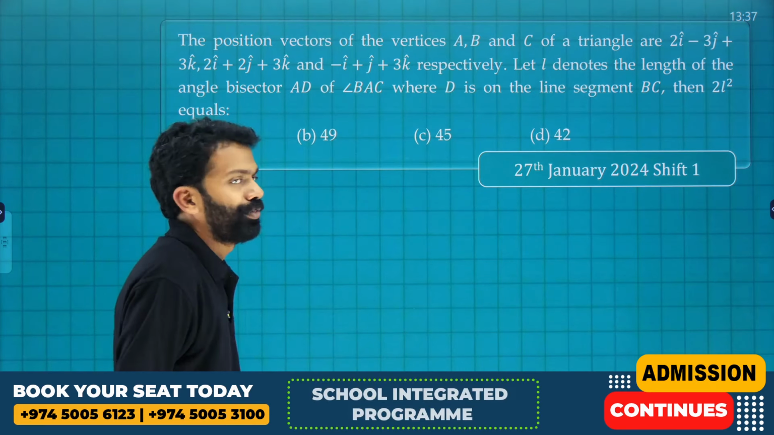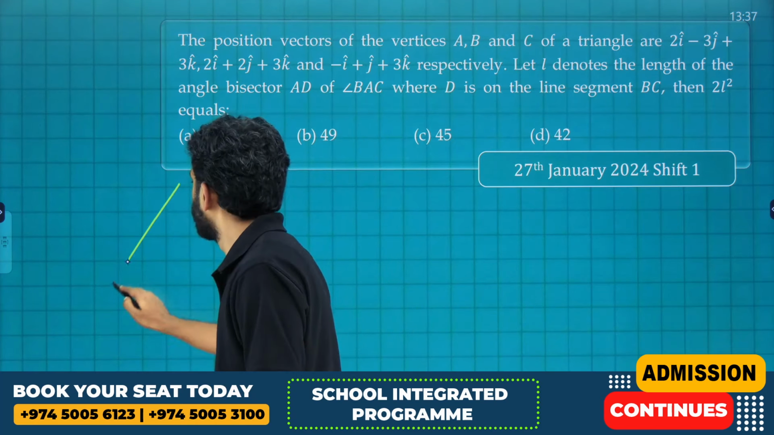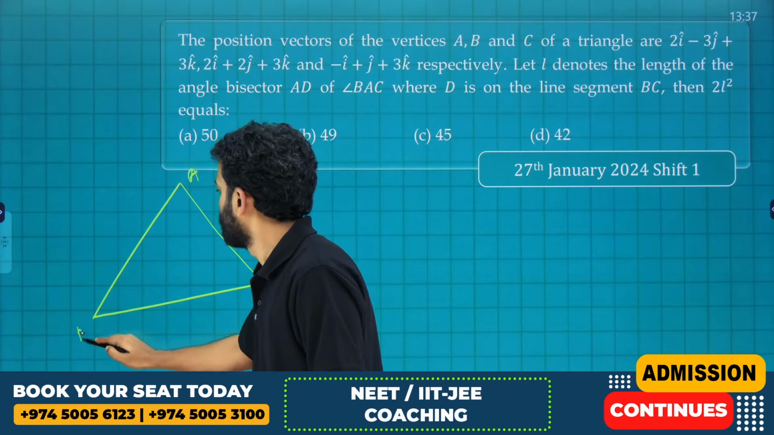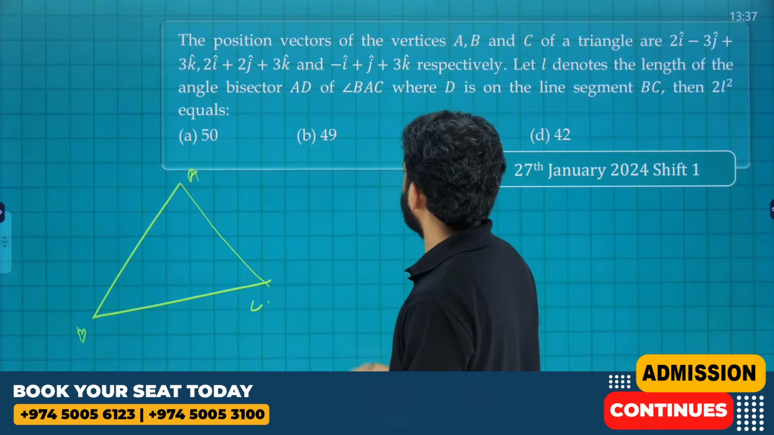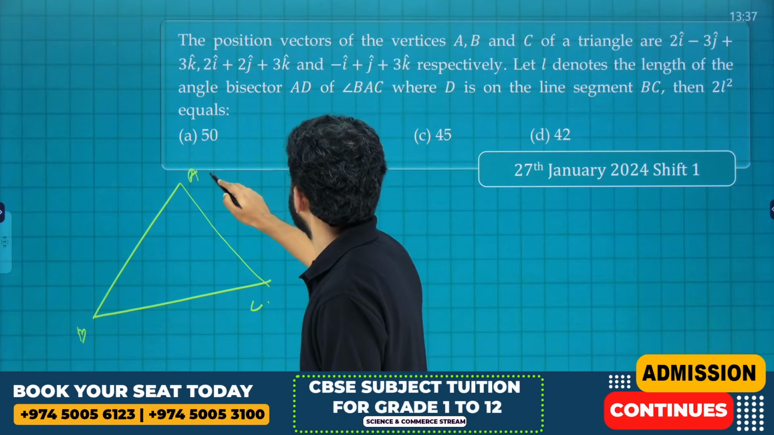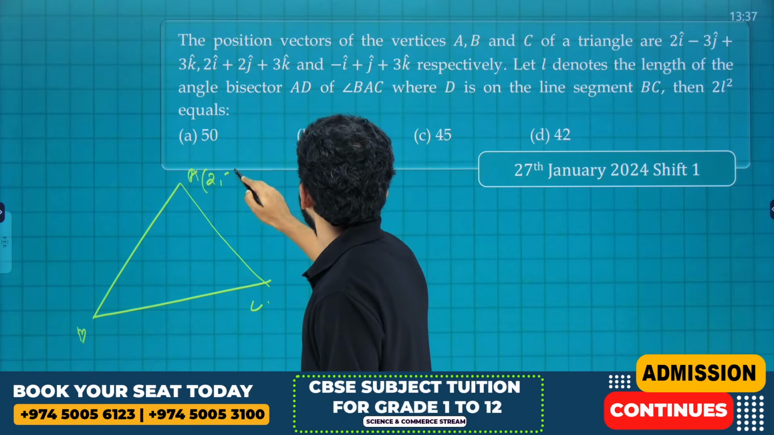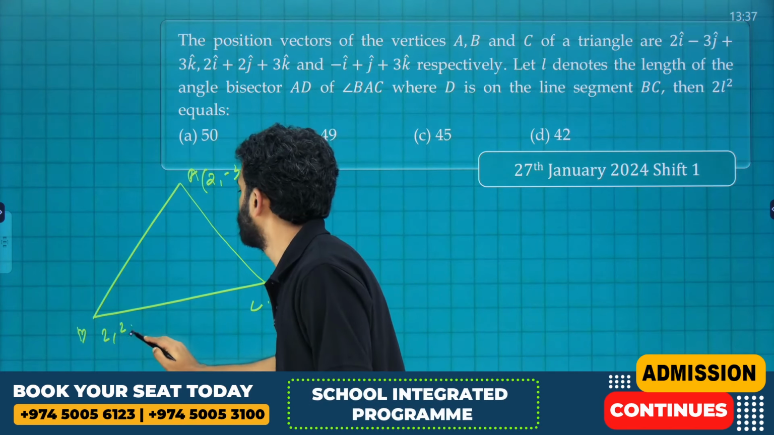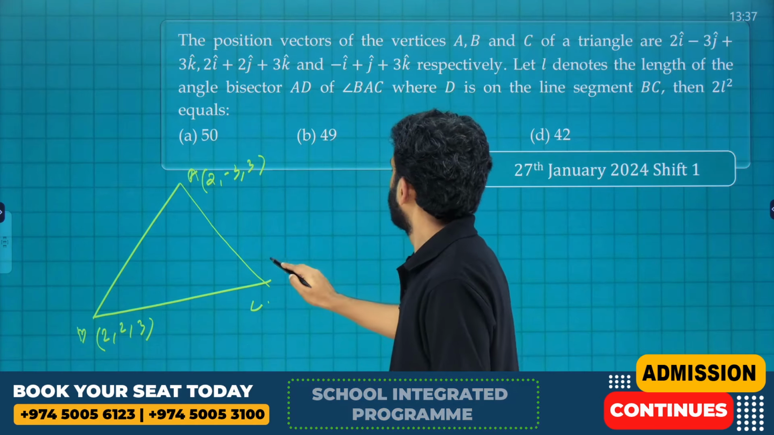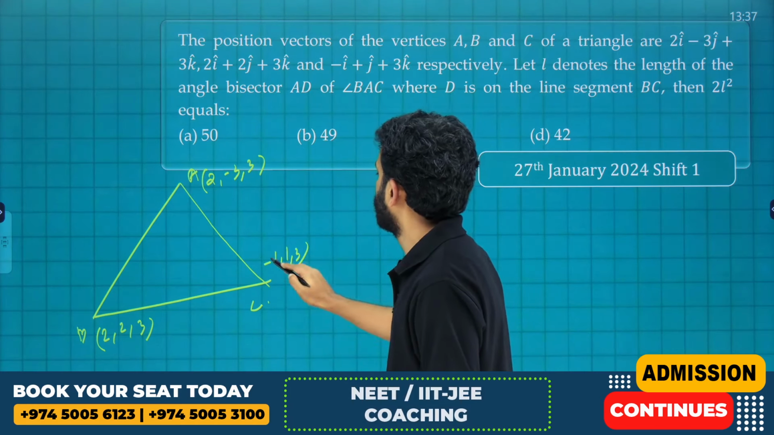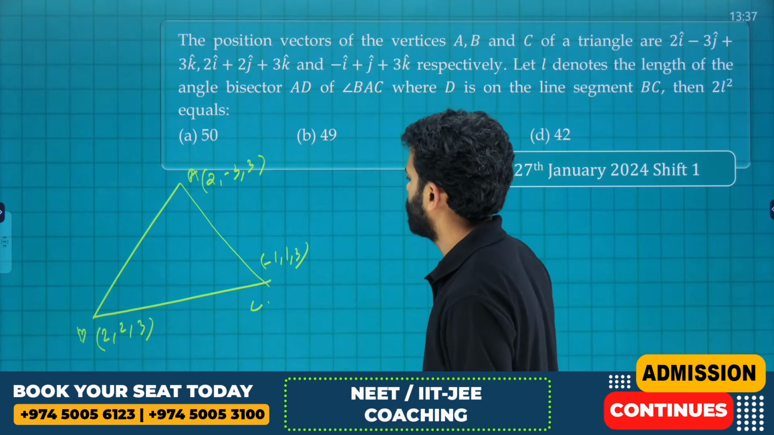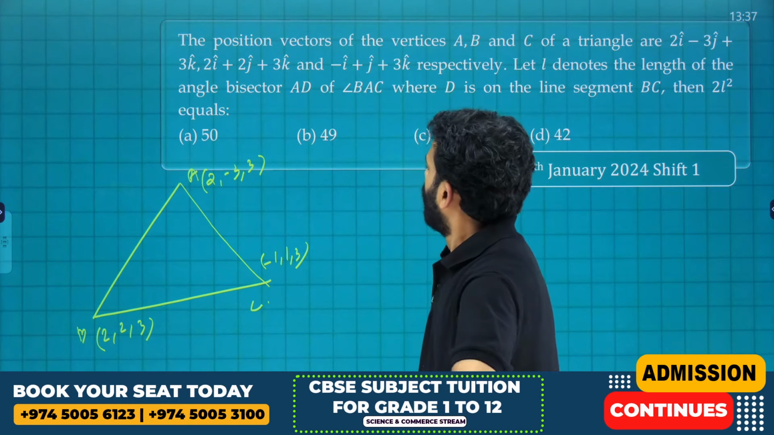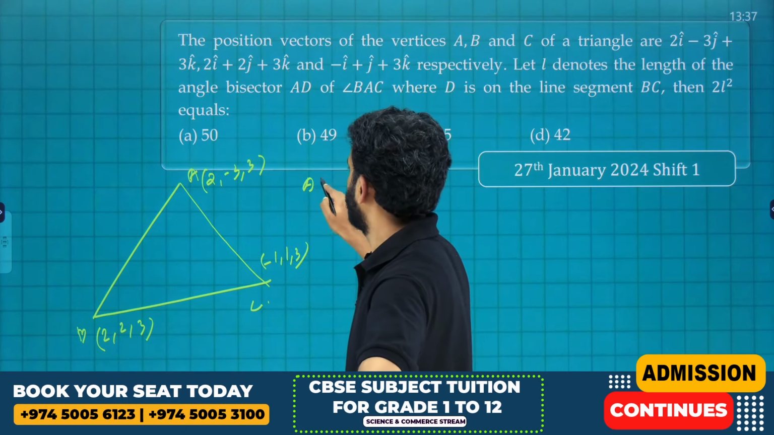Let's start with the figure first. Position vectors means I am taking the points only, that is 2, minus 3 and 3. This is 2, 2, 3, right? And this is minus 1, 1, 3. If a question based on angular bisector is given, just go for finding the sides first, length of sides first. What is magnitude of vector AB?